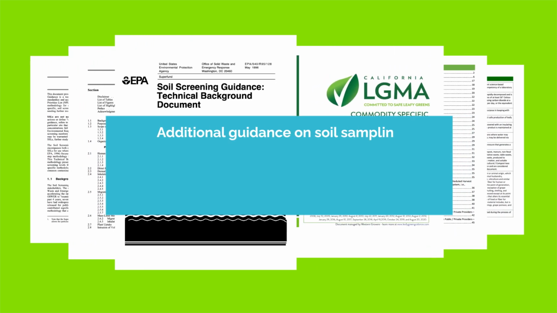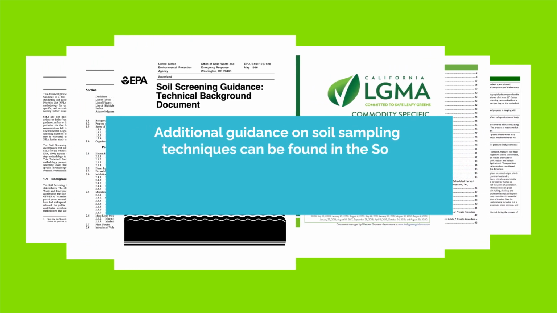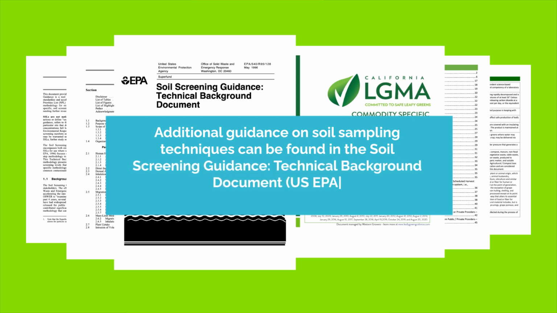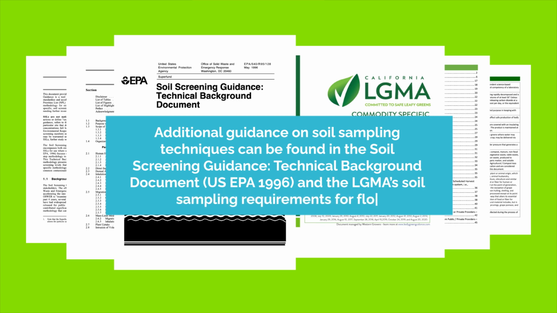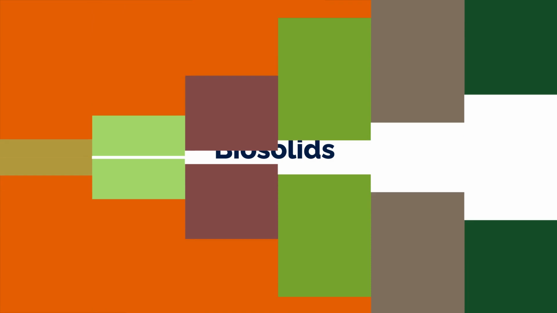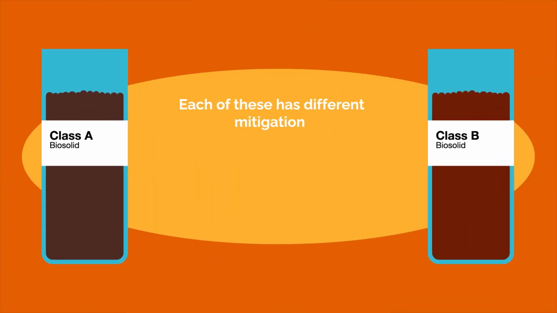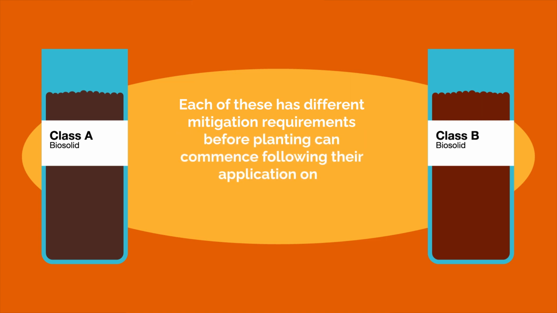Additional guidance on soil sampling techniques can be found in the Soil Screening Guidance, Technical Background Document, US EPA 1996, and the LGMA's soil sampling requirements for flooded fields. Biosolids. Biosolids can be divided into two types, and each of these has different mitigation requirements before planting can commence following their application on a field.